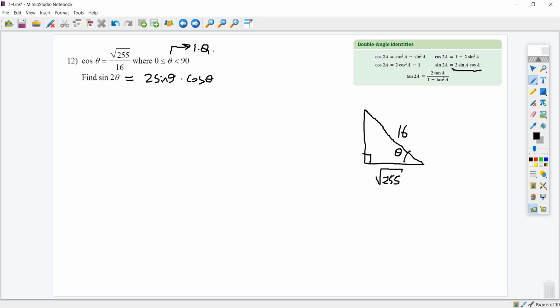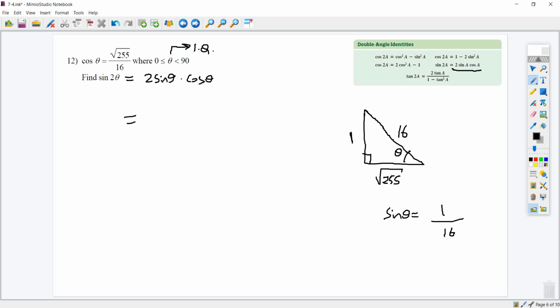Interestingly, if you square the 16, that's 256. This is 255. It's just one more. That's going to be the opposite side. Opposite side will be 1. Pythagorean theorem again will get you the missing side. That's 1 over here. Since we are looking for sine theta, that's just opposite over hypotenuse, 1 over 16. Since first quadrant, that's positive.